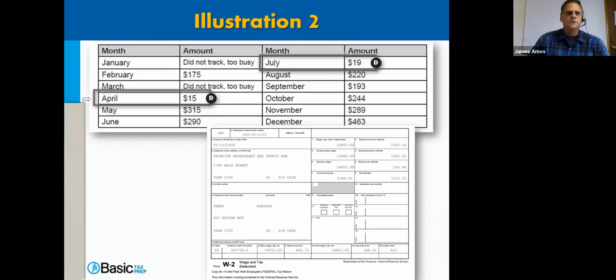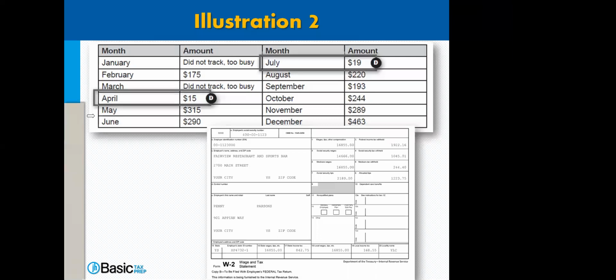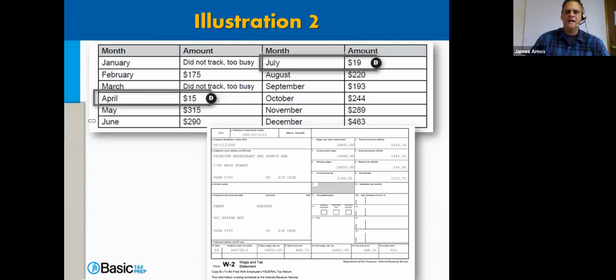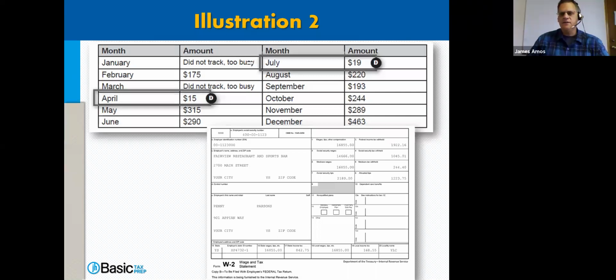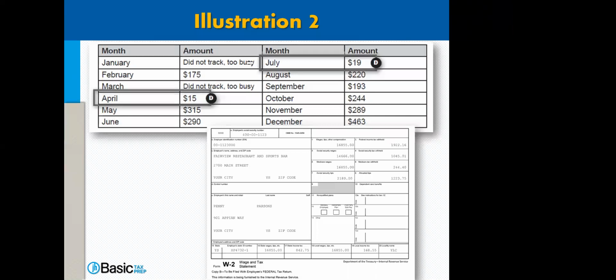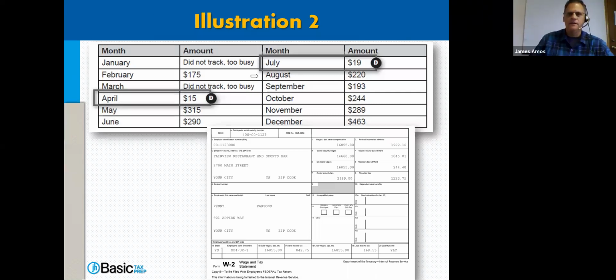But she is going to have to include that on her income when she does her return. So May, $315. Does she report that to her employer? Yes. June, $290. Does she report that to her employer? Yes. July, she had $19. Is she required to report that to her employer? No, she's not required to, but she does have to add it in later. August, September, October, November, December, all of them are over $20. So all of those should have been reported to the employer.